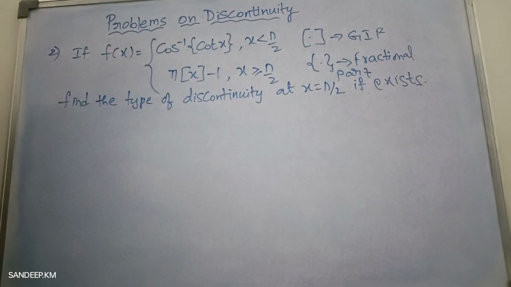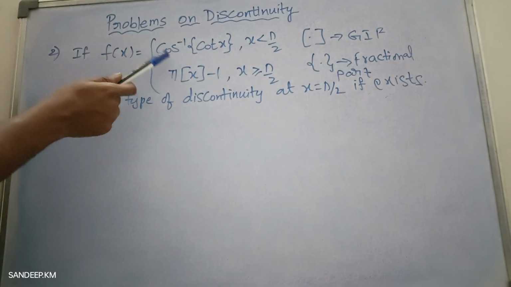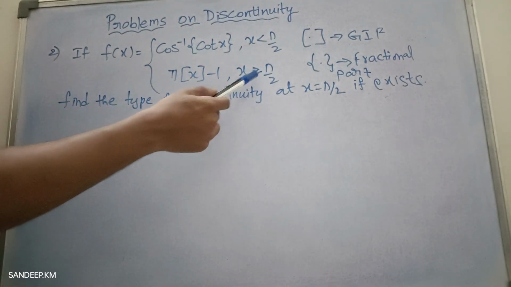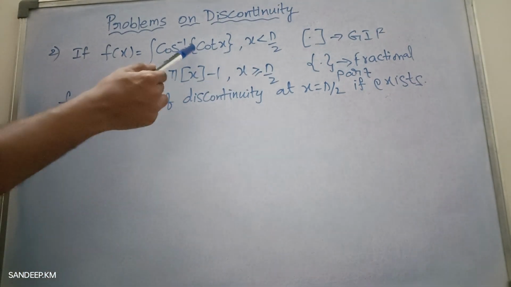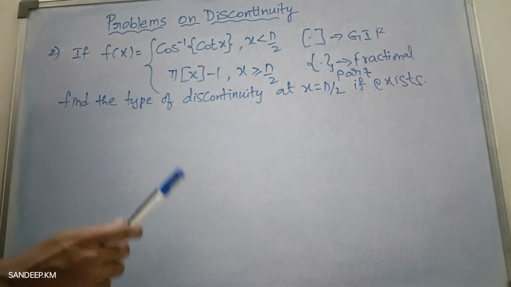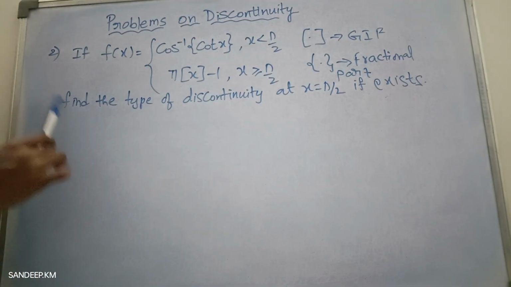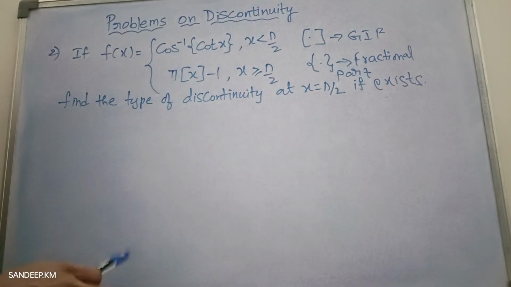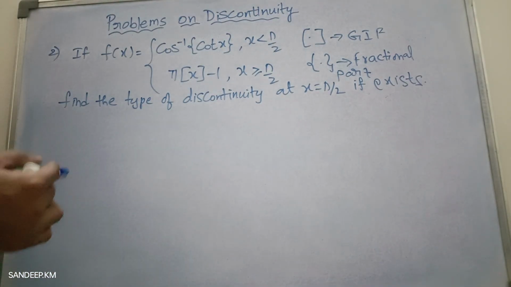Question number 2. If f of x is equal to this when x is less than pi by 2 and this when x is greater than or equal to pi by 2, where this is the fractional part function and this is the greatest integer function, step function, they told us to find the type of discontinuity at x is equal to pi by 2, if it exists. If the discontinuity exists, then what is the type of discontinuity?